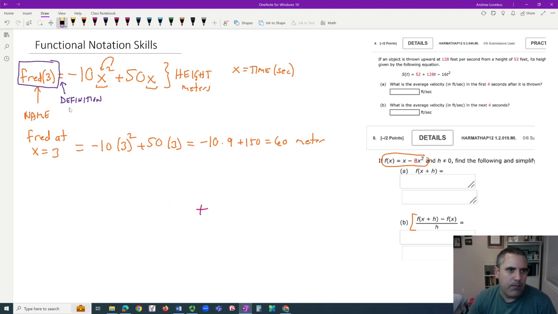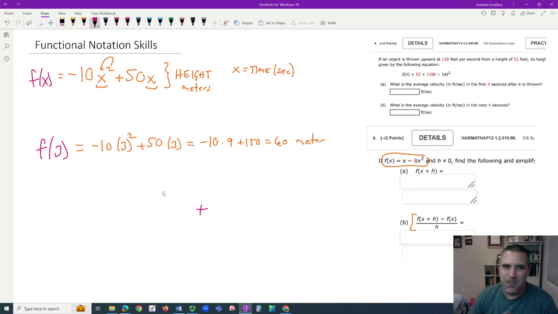So let's get into it a little bit. Instead of calling it Fred, let's use the more typical f of x. So again, that's just a name, a definition, and we would write f of 3 is this. Okay, so that's the basics of functional notation. At some point, we always lose people, though. If I want to plug in 3 plus 1, 1 second after 3, all you can do over here is rewrite this as f of 4.